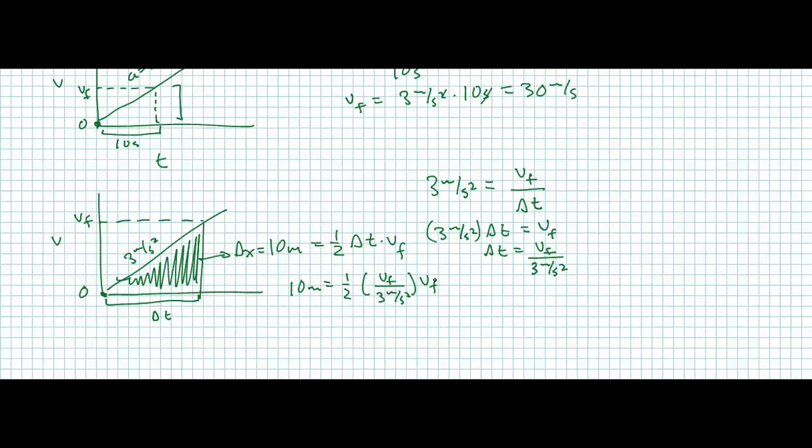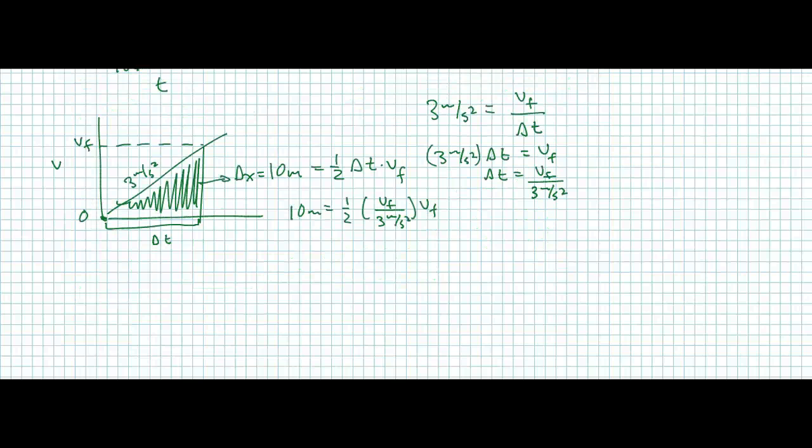I'm going to do that by first multiplying both sides by 2. So that takes care of this 1/2. And I'm going to multiply these VFs here together, just collect them. That gives me VF squared. Okay, now multiply both sides by 3 meters per second squared. So that tells me that VF squared equals 60.